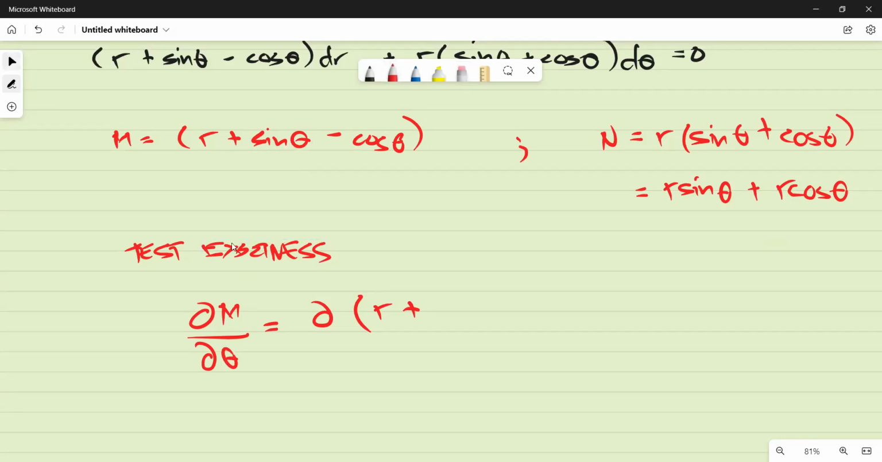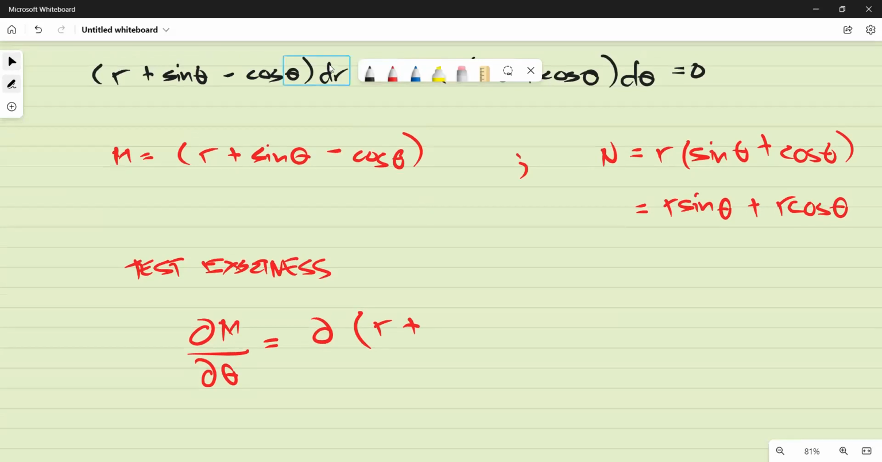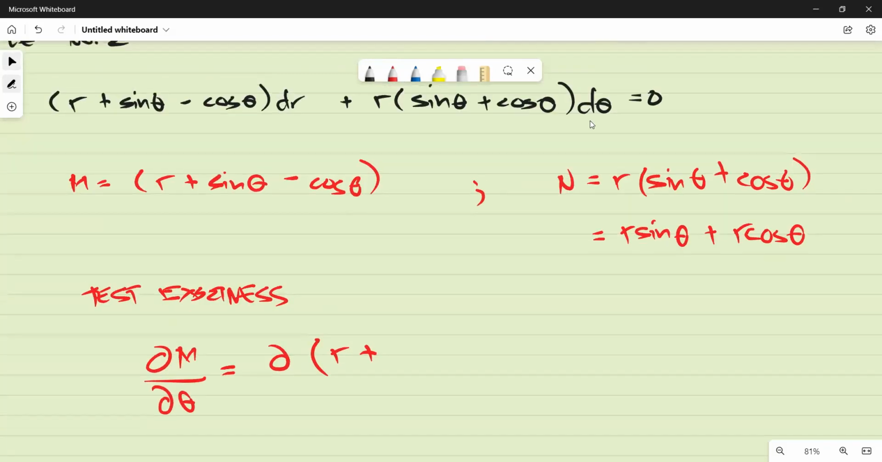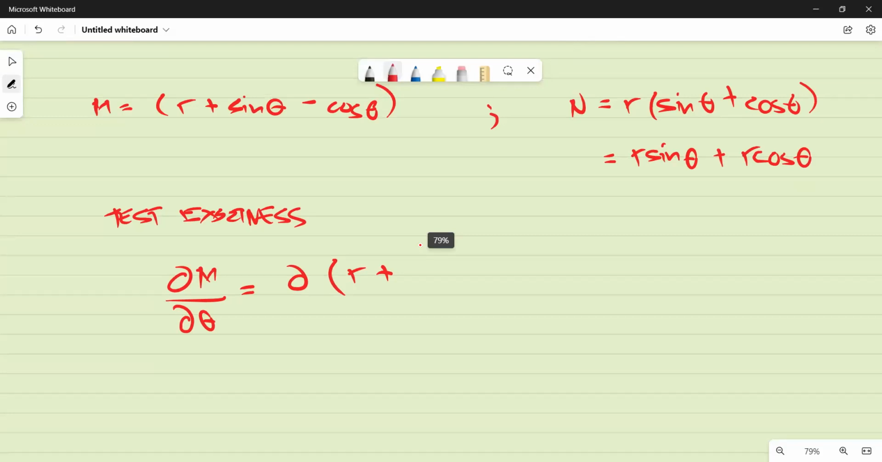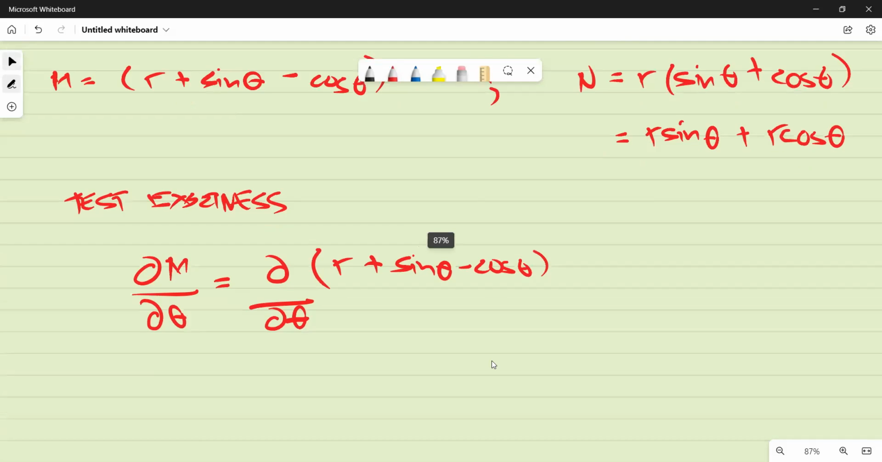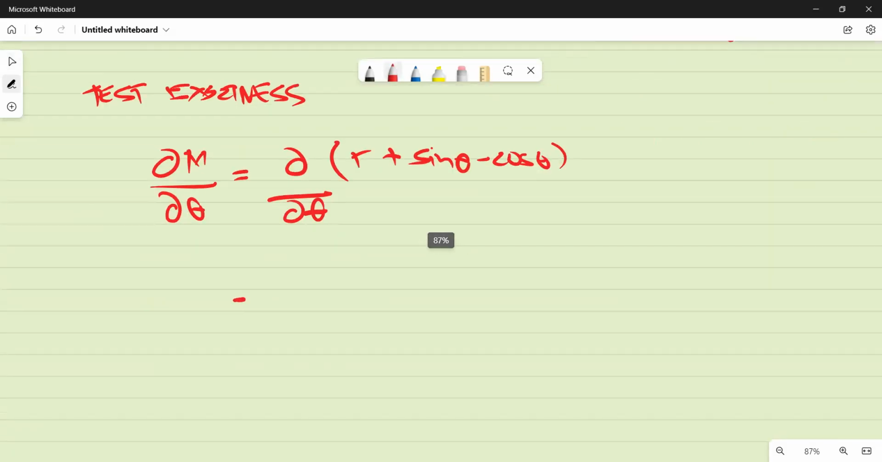Kasi 'di ba, kung yung una is M, dito yung malalaman yan guys, no? If this is with respect to R, dapat with respect sa theta yung isa. So yung isa natin yung N, since d theta siya, with respect to R lang mamaya. Okay? So let's do this. Sin theta minus cosine theta divided by with respect to theta. Okay? So paano to? Since this is with respect to theta, lahat ng R constant.